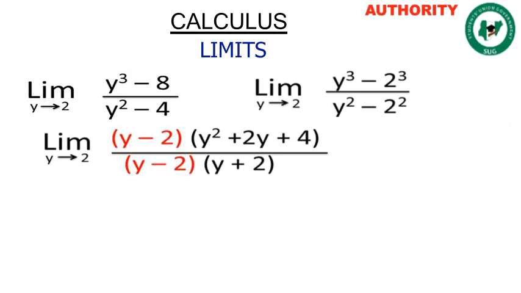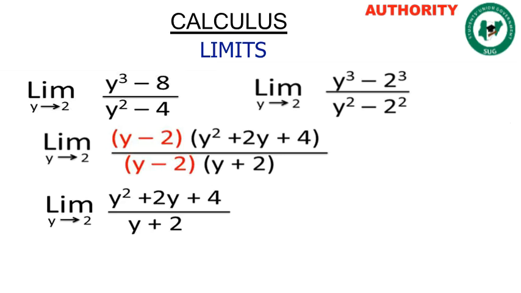Okay? Now let's go. We are going to have in the denominator y minus 2 in bracket, y plus 2 in bracket. Okay? So we are having y minus 2 in the numerator and y minus 2 in the denominator. They can cancel out. So we'll be left with lim as y approaches 2 of y squared plus 2y plus 4 all over y plus 2. So from here, let's insert our value. Let's impute our value as y approaches 2. So anywhere we see y, we are going to replace it with 2.